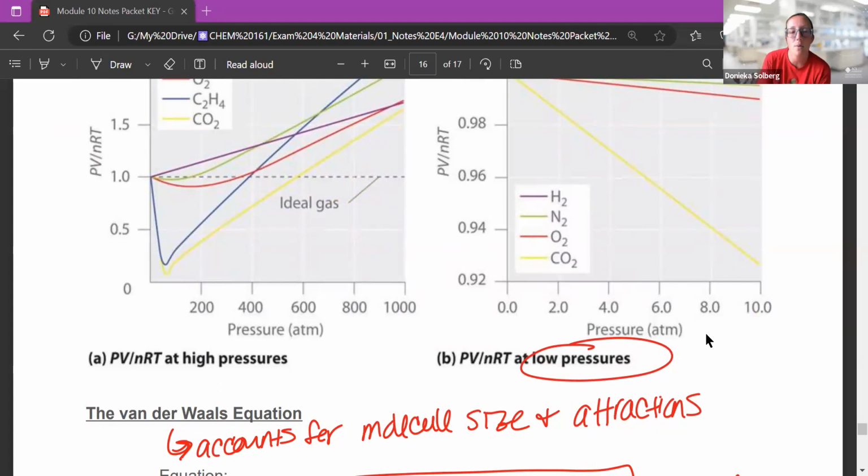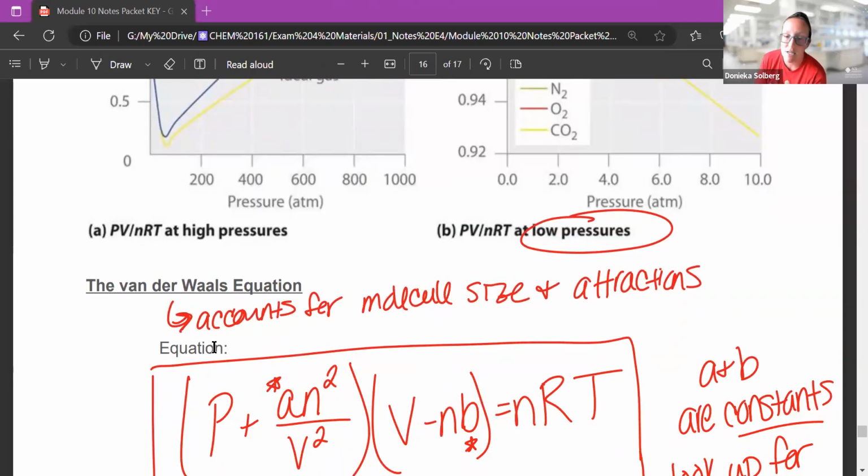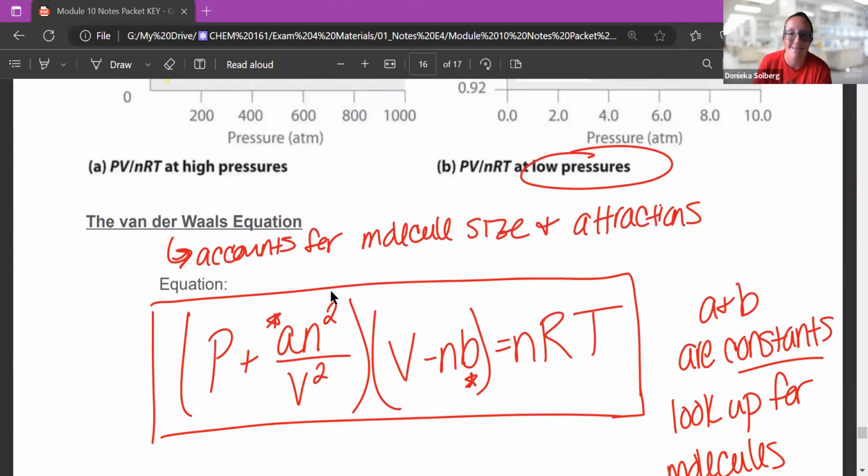Okay. So how do we take into account that there are these differences? Well, we use our very last gas law called the van der Waals equation. It's going to account for molecule size and attractions. It's going to take into account the fact that some molecules are bigger than others and take up some of that volume, and that some of them do have attractions if they're polar. So this is our nice new equation, and I know it looks gross, but we're really just going to be plugging and chugging with this, okay?